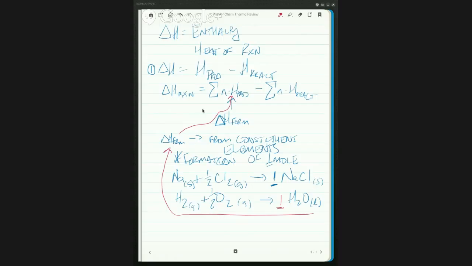And don't forget these N's, these are the coefficients on your actual balanced reaction, the actual reaction itself. Now, the reaction isn't necessarily forming 1 mole. You don't worry about that. The delta H of the reaction is whatever it gives you.